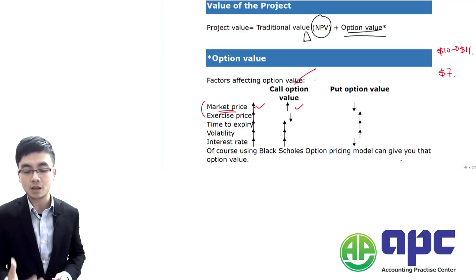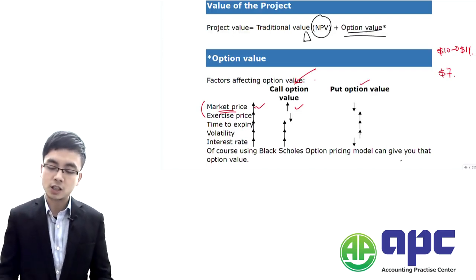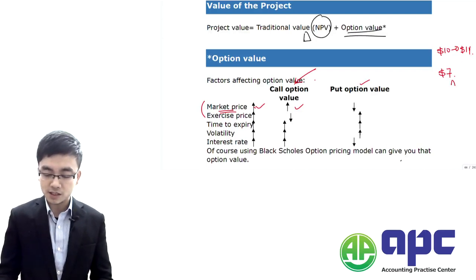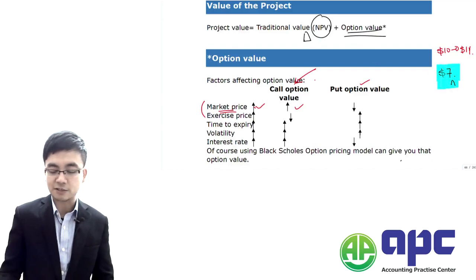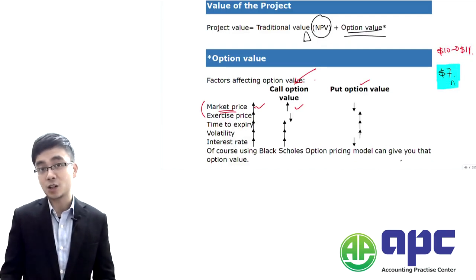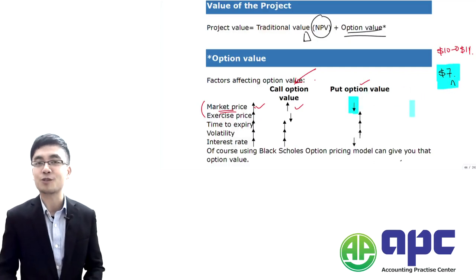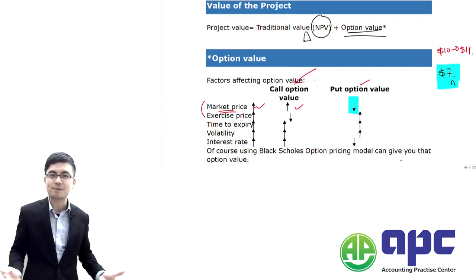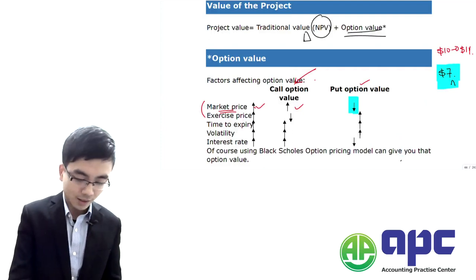On the other hand, for a put option, you can think about it this way. The market price has increased up to 11. I'm going to allow you an option to sell at 7, but you can sell it in the open market for 10, and now you can sell it at 11. If you exercise that contract to sell at 7, you will lose money. So as the market price increases, surely there will be a decrease in the put option value. It's the option to sell. Hope you're happy.